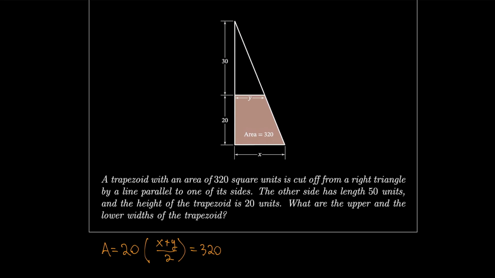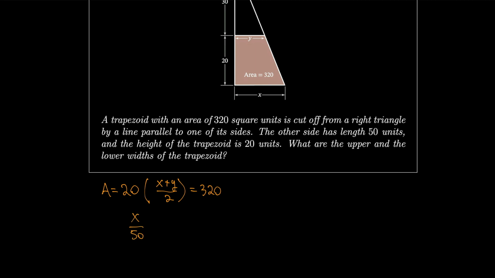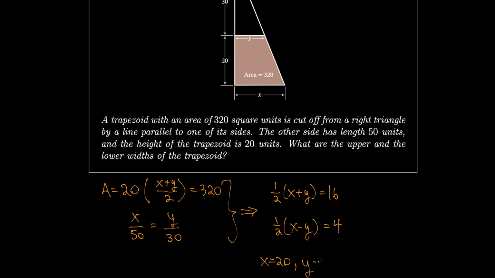Okay, but we also know that it fits into this diagram over here where we have some similar triangles. So x divided by y would have to be 50, this entire thing, divided by 30. Or you could think of it as x over this entire thing, 50, has to be y over this thing, 30. In any case, we'll set up our proportion. And these two equations together tell us that half of x plus y equals 16 and half of x minus y equals 4. And then we can solve this as we normally would with elimination or any other method we like and get x equals 20 and y equals 12.